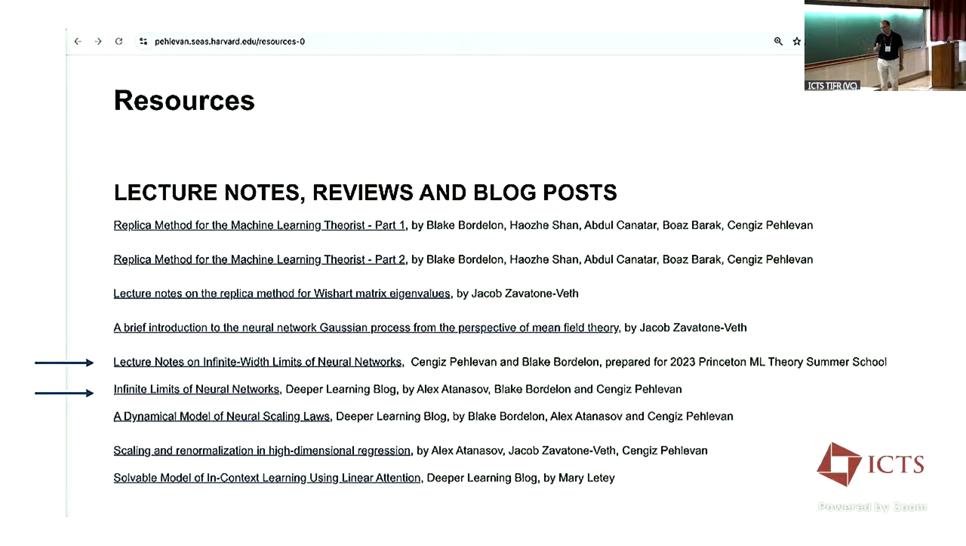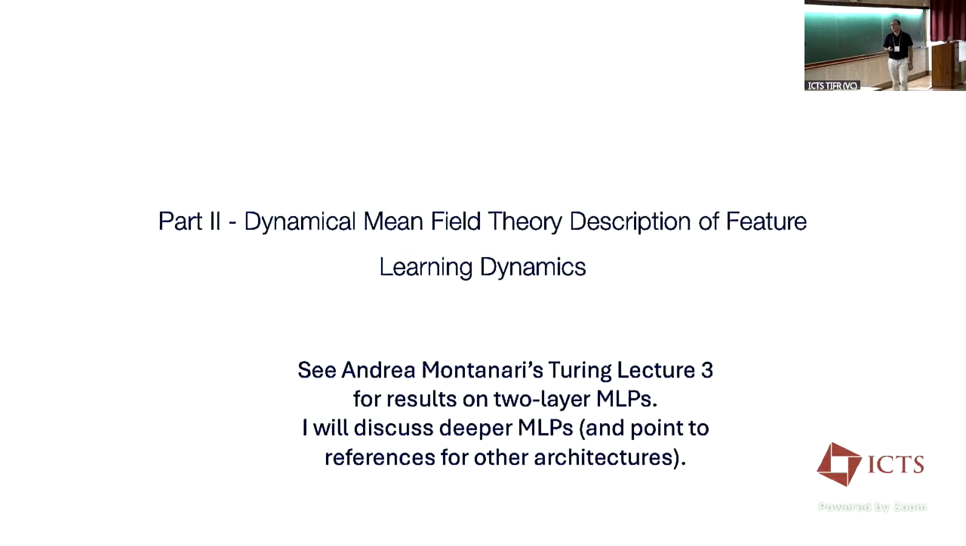The first thing I'll try to address is what happens in these infinite limits. Can we come up with a theoretical description? And that description, as Andre introduced yesterday, is going to be a dynamical mean field theory. Andre gave a great series of lectures on this, focusing on two-layer perceptrons. So I'll try to discuss deeper architectures and also point to results about other architectures, like ResNet-like architectures, and also transformers, attention layers.